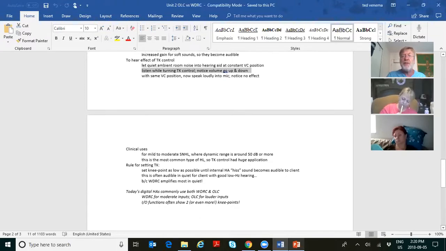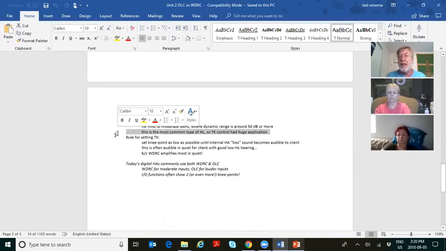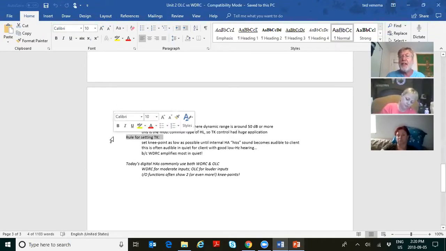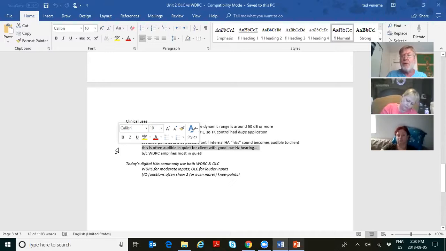Clinical uses of WDRC for mild to moderate sensory neural loss. This is the most common type of hearing loss. And so the TK control had a huge application, and so does WDRC. The rule for setting the TK control: set the knee point as low as possible until internal hearing aid hiss sound becomes audible to the client. This is often especially evident for people who had good low frequency hearing. WDRC amplifies the most in quiet.